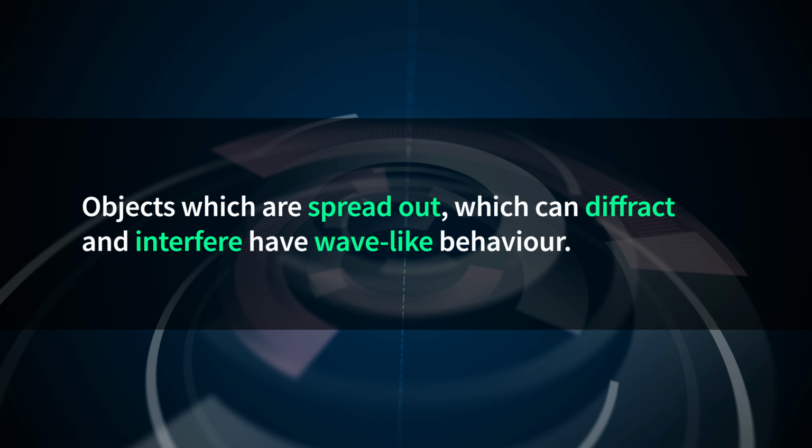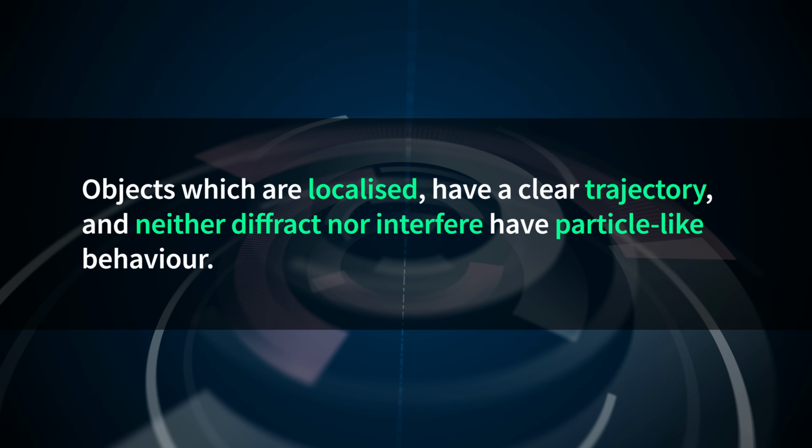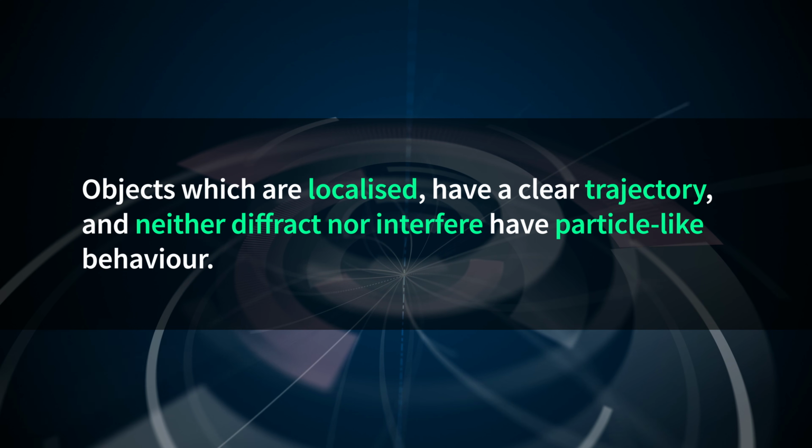Alright, so in this section, we've seen what wave-like behaviour is and how it differs from particle-like behaviour in classical physics. Objects which are spread out, which can diffract and interfere, have wave-like behaviour. Objects which are localised, have a clear trajectory, and neither diffract nor interfere, have particle-like behaviour.